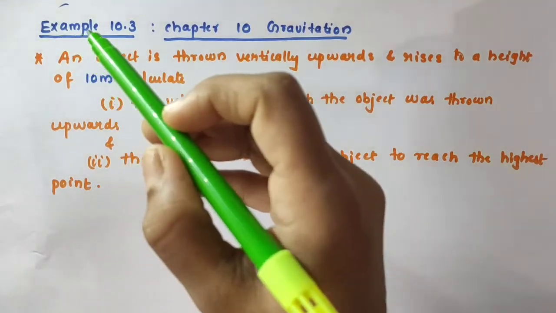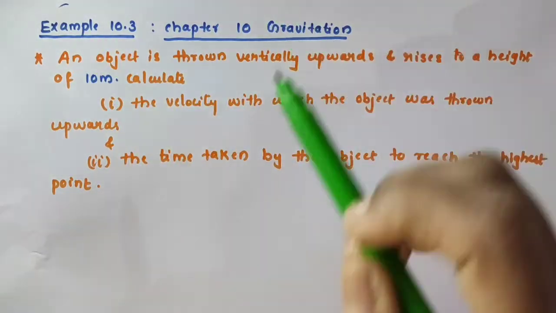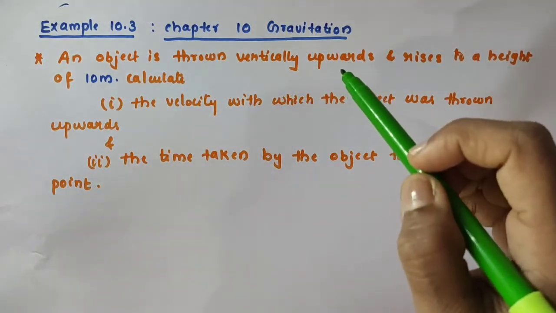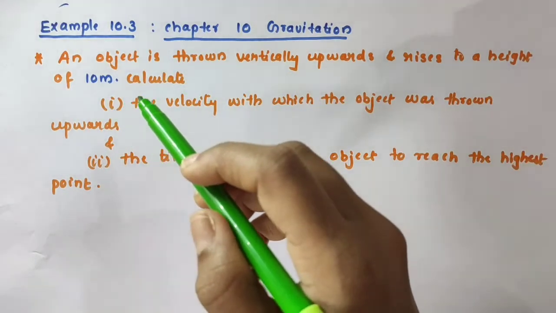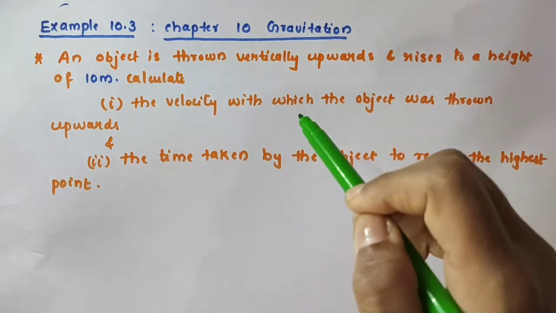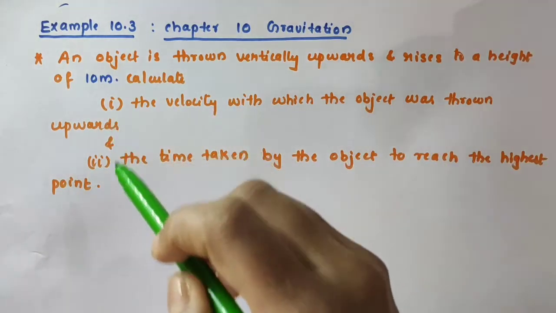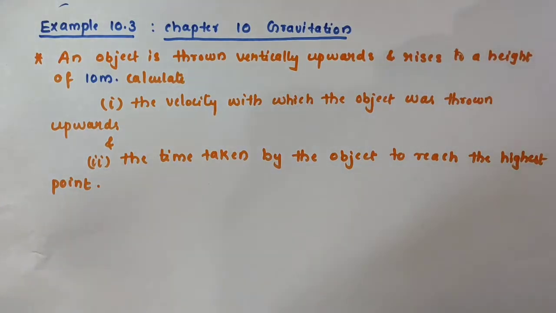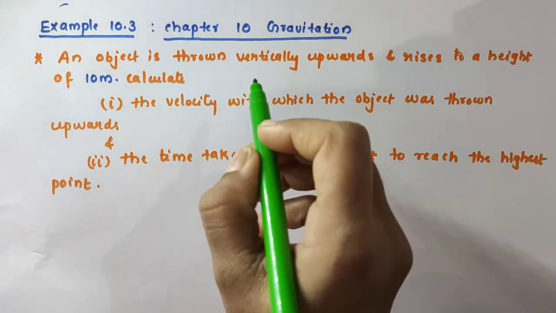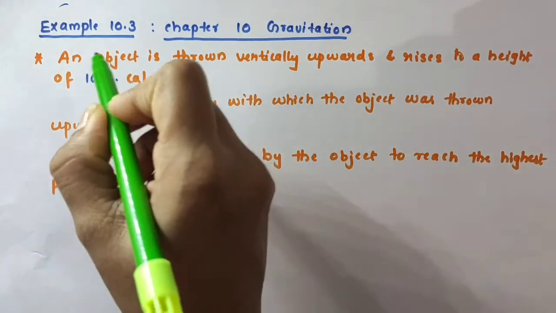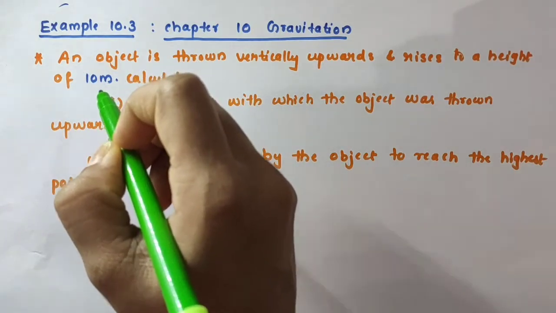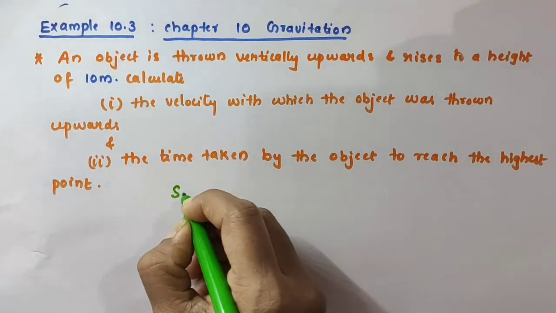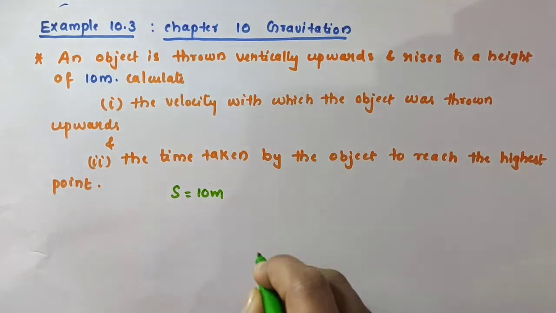Next, let us see example 10.3 from the same chapter 10, gravitation. The question is, an object is thrown vertically upwards and rises to a height of 10 meters. Calculate the velocity with which the object was thrown upwards and calculate the time taken by the object to reach the highest point. It is given that the stone rises to a height of 10 meters, that is the distance covered by the stone, s is equal to 10 meters.